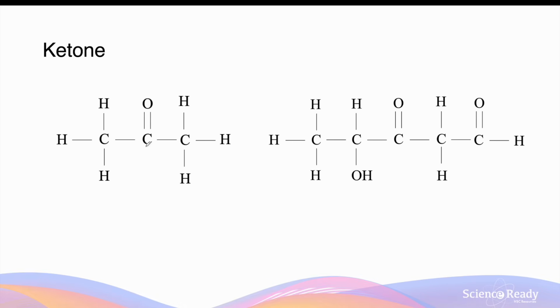A ketone functional group is where the carbonyl carbon is sandwiched between 2 other carbon atoms. The ending of a ketone in its name is o-n-e, one. When there are 3 consecutive carbon atoms, this is called propanone. We don't need to use a number 2 to denote the position of the ketone functional group because a ketone must have a minimum of 3 carbon atoms. So in other words, the ketone functional group can only be on the second carbon atom.